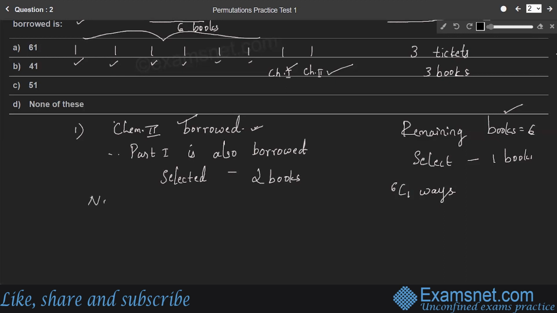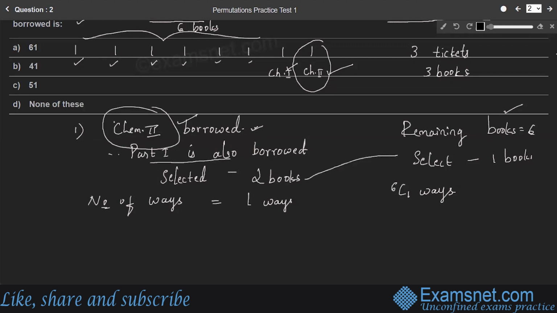Therefore, the number of ways in which he can borrow chemistry part 2. We are focusing on part 2 only, right? The number of ways in which chemistry part 2 can be borrowed is only 1 way. Either he chooses part 2 or not, that is the only choice. So in only 1 way, he can borrow chemistry part 2. So it is understood that part 1 is also borrowed.